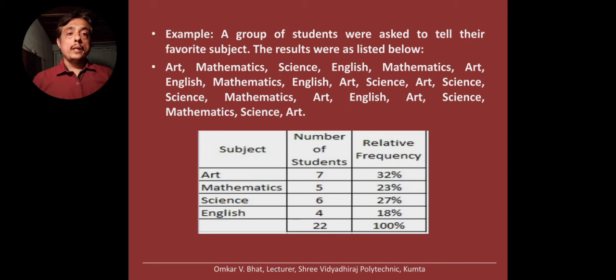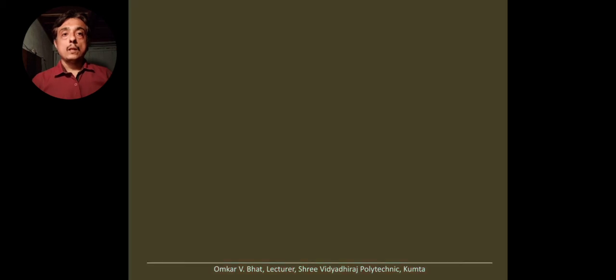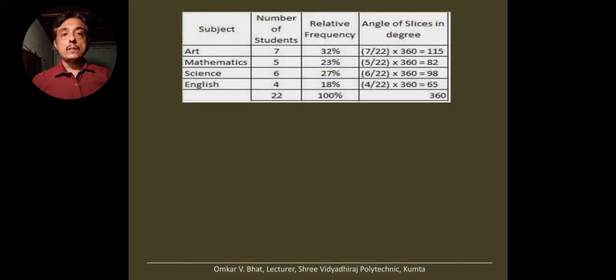So we know that relative frequency means frequency in percentage. See, for the first subject art, frequency is 7. In percentage it is 32%. So this is relative frequency distribution table. So from this relative frequency distribution table, you can draw a pie chart. See, this is the same relative frequency distribution table. So here one more column is added at the end. That column is angle of slices in degree.